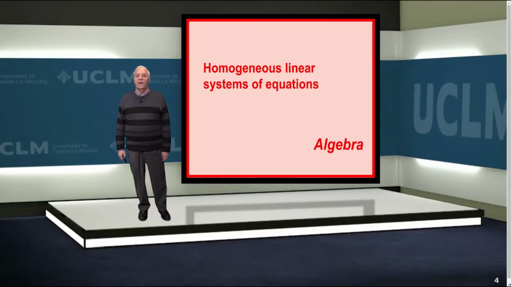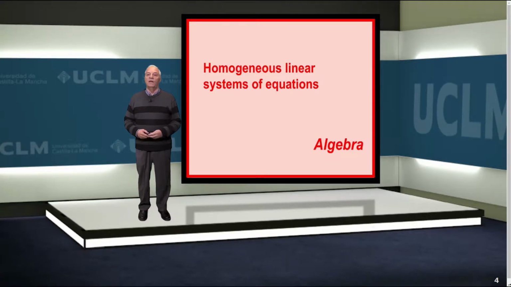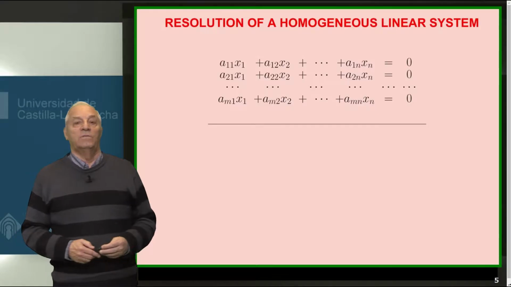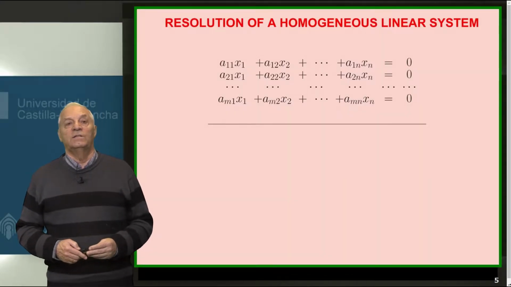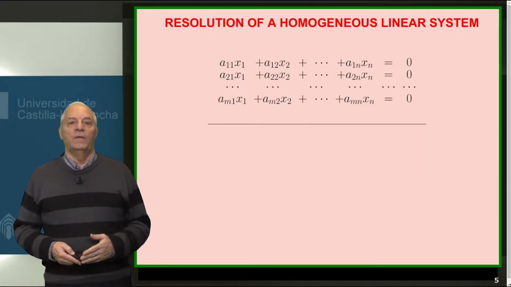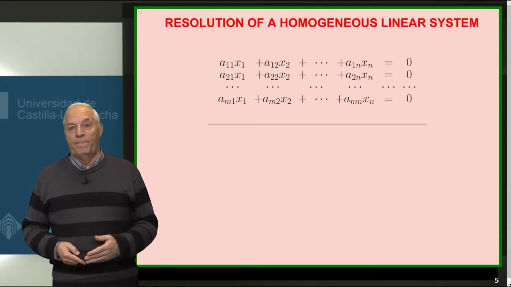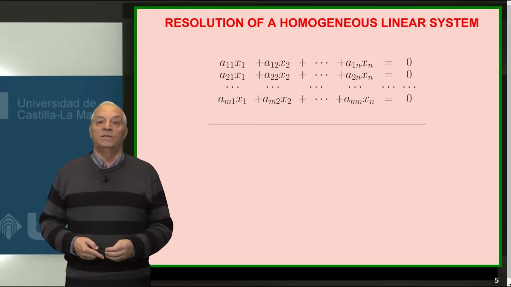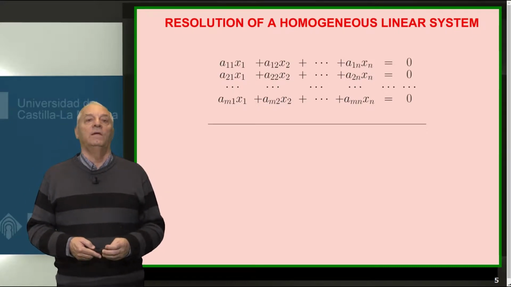In this lesson we study the homogeneous systems of linear equations. As you know, a system of equations is said to be homogeneous when the independent terms are all null. Then, in the top part of this transparency you have a homogeneous system of equations.